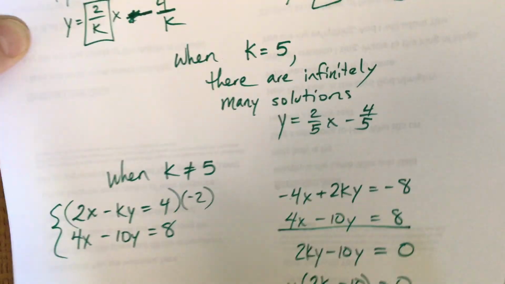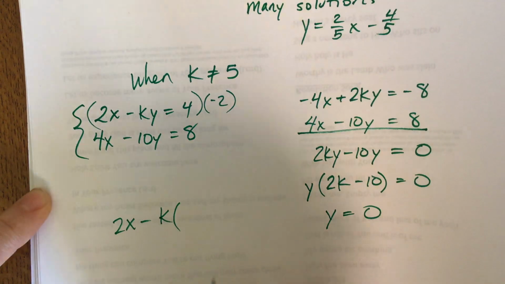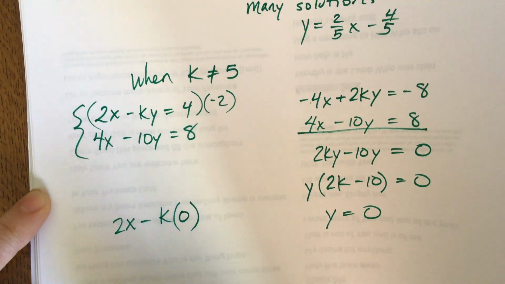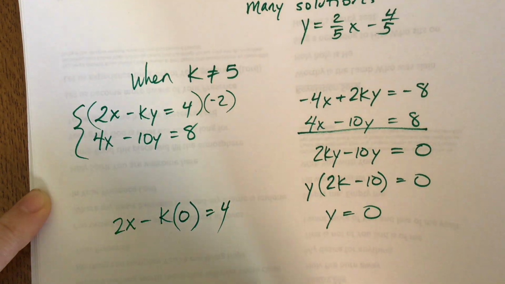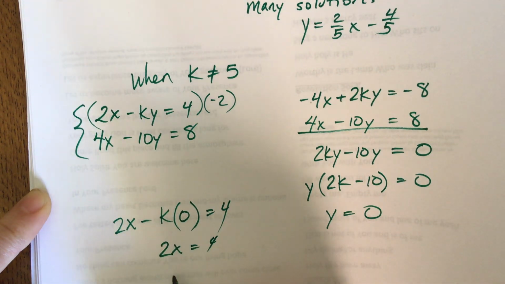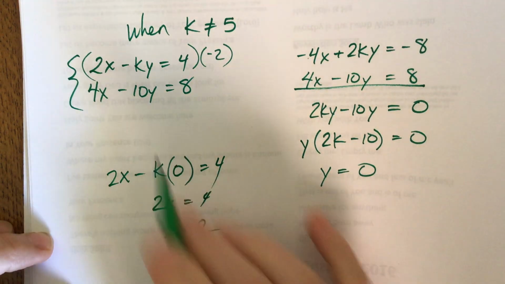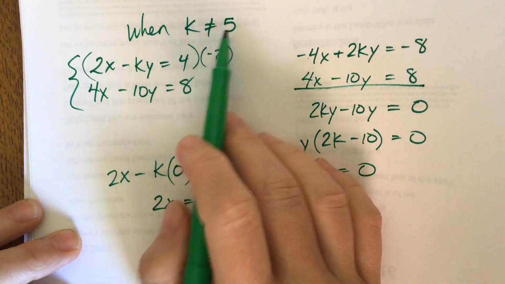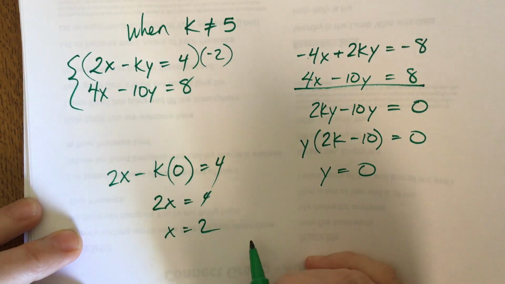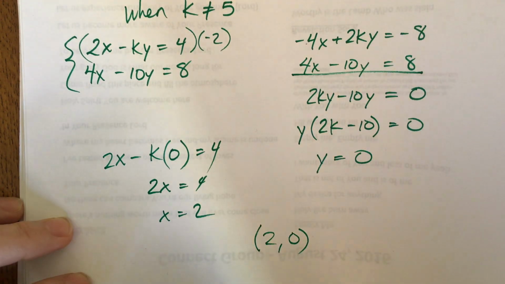I can take this and plug it into one of those two equations. So I have 2x minus k times the y value, and the y value was 0, and this is equal to 4. Anything times 0 is still 0, so now I have 2x is equal to 4, therefore x is equal to 2. So what I'm finding is that these two lines, even when k is not equal to 5, intersect at the point (2, 0). So I solved it, and then I got confused.